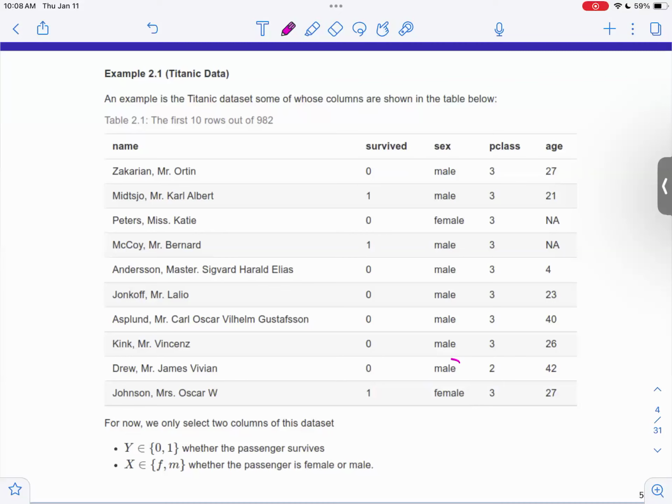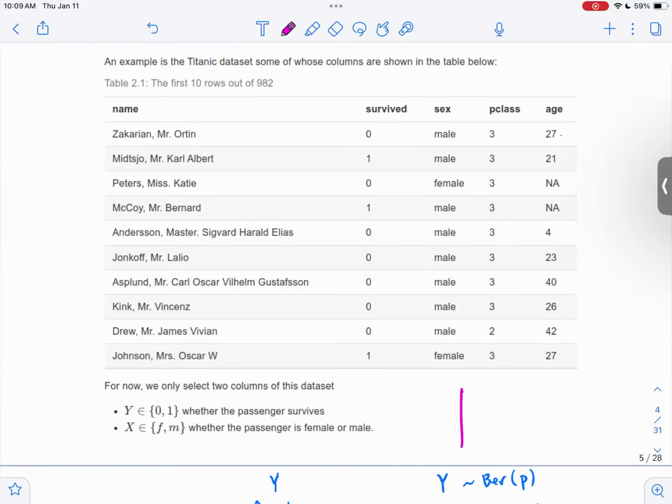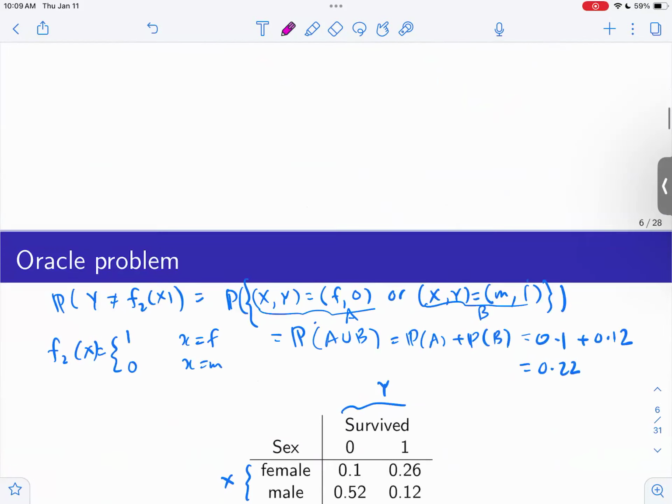How many are male and did not survive? Here you have a lot, right? 1, 2, 3, 4, 5. So let's say my data was just this: 1, 2, 3, 4, 5, 6, 7, 8, 9, 10. I have 10. Let's say that's the most I have. So based on this, what would be our estimate of that table? So it's female, male, 0, 1.